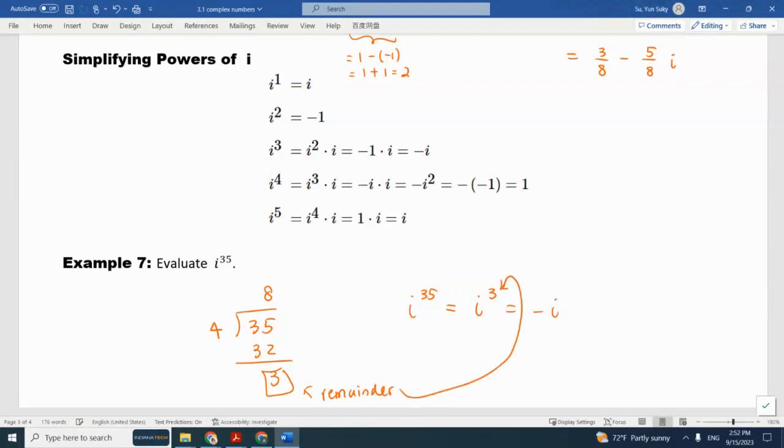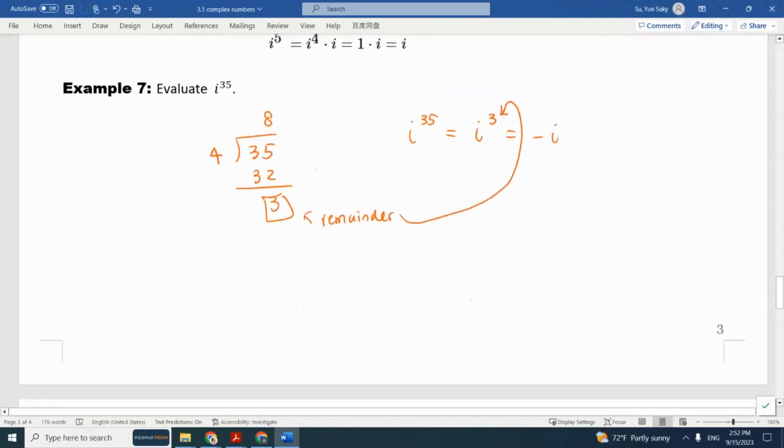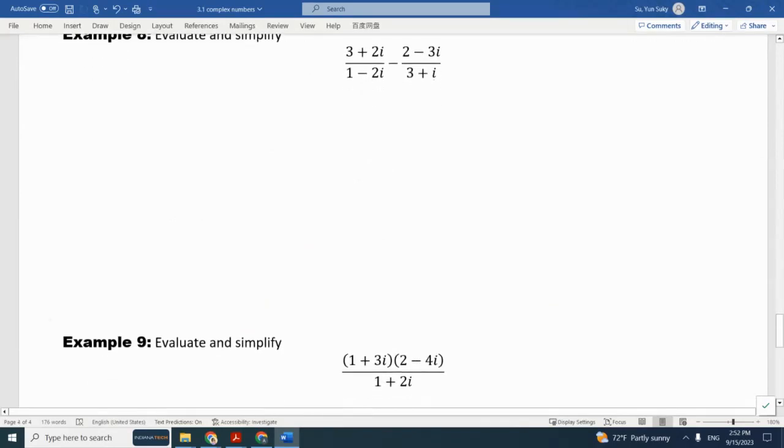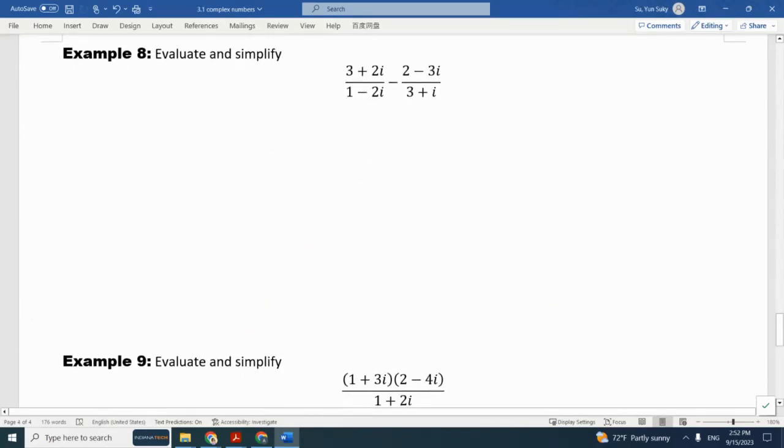Yes, look at the remainder and then put it here. So far, so good, everybody? Okay, good. Ooh, this one is example 8. I would say example 8 is harder. Okay, how do we do example 8?